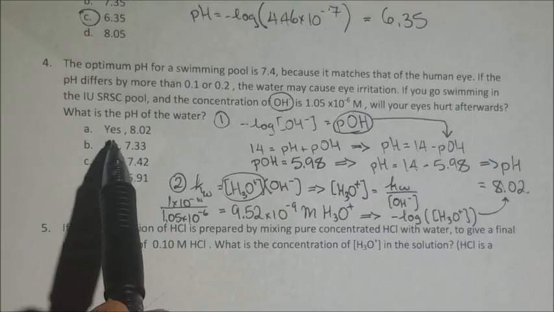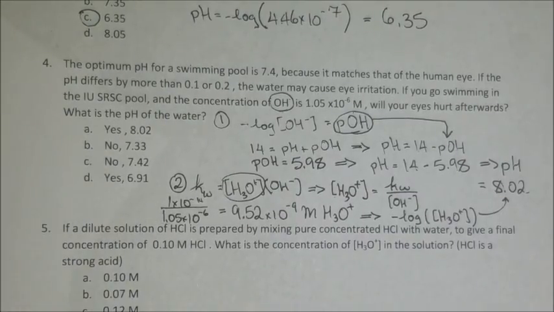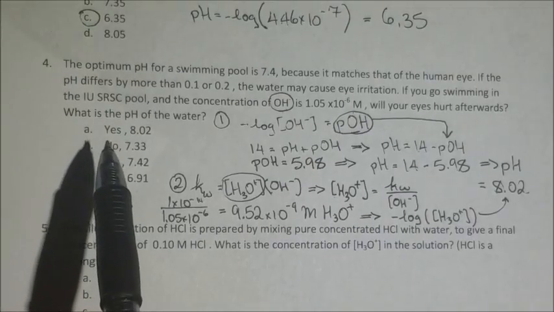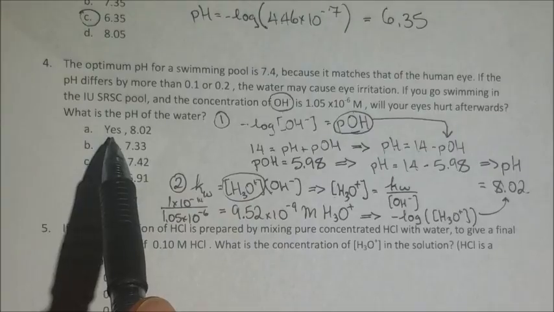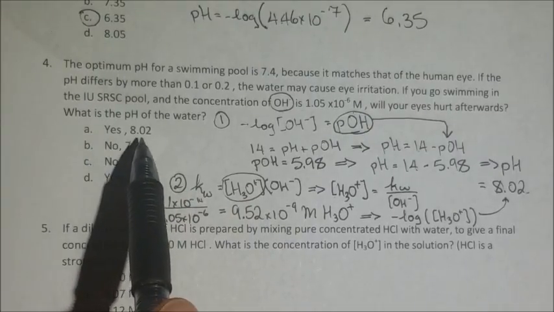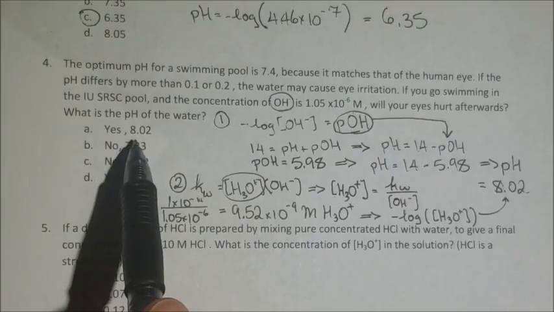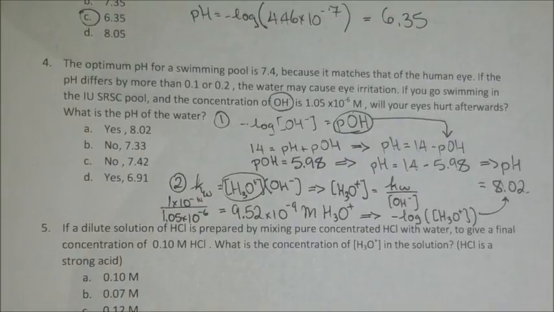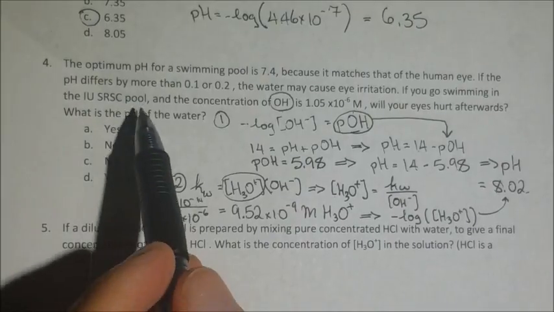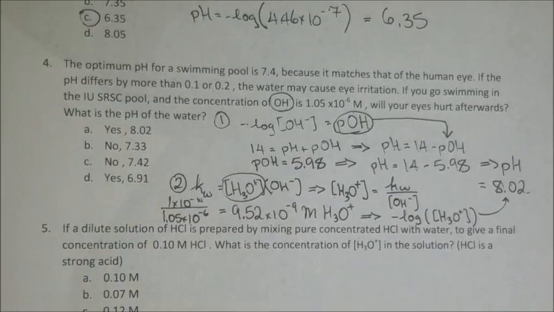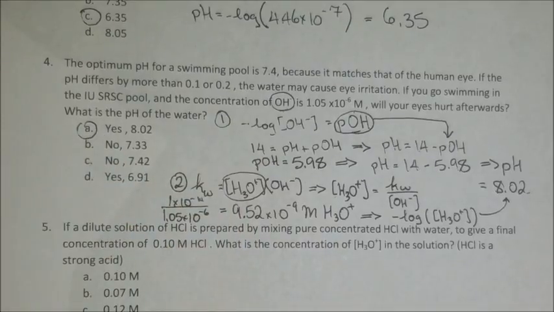A is the only one that has 8.02 as part of its answer, but let's just go through all the motions and make sure that we answer everything totally correctly. A suggests that yes, our eyes will burn, and so can we confirm that that's true given the pH? Yep, absolutely, because this is about 0.6 pH units away from 7.4. So it is indeed more than 0.1 or 0.2 pH units different than 7.4, so indeed our eyes will burn. So A is the correct answer for number 4.